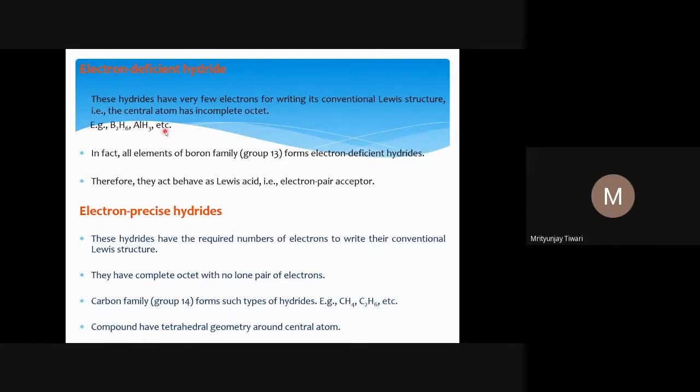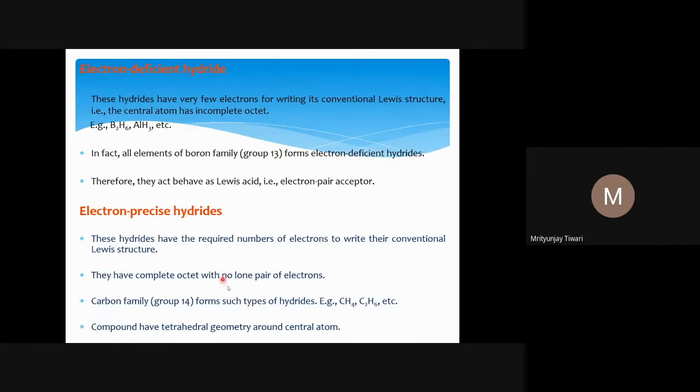AlH3, aluminum hydride, is an electron deficient hydride. In fact, all elements of the boron family, group 13, form electron deficient hydrides. Group 13 is the boron family. Group 14 means carbon family. Group 15 means nitrogen family. You can see the periodic table. Therefore, the electron deficient hydrides act as Lewis acids or electron pair acceptors.